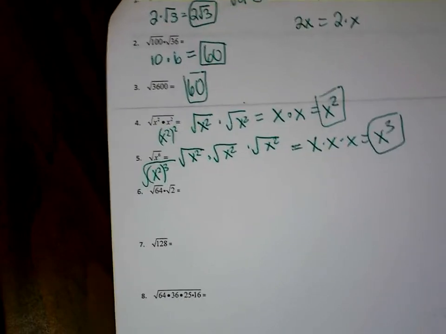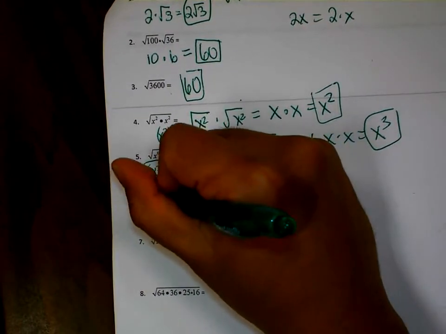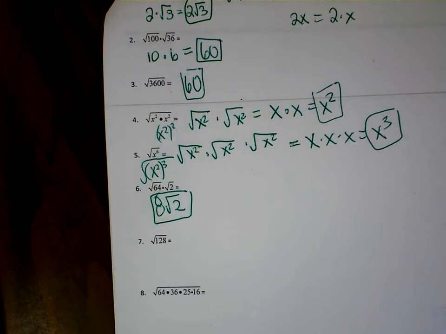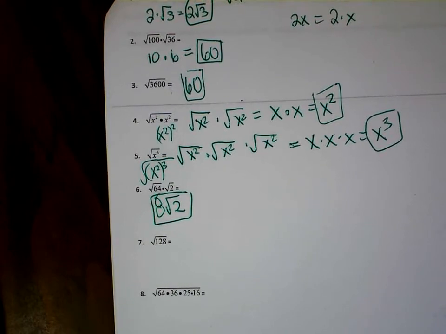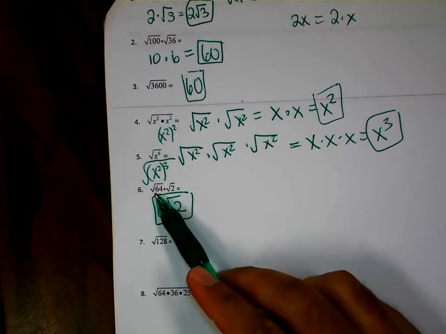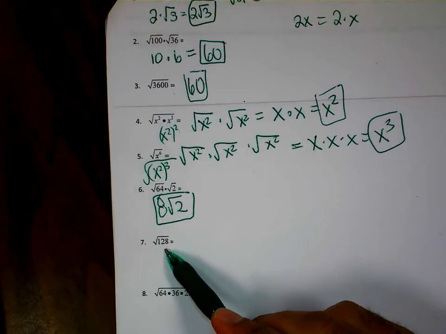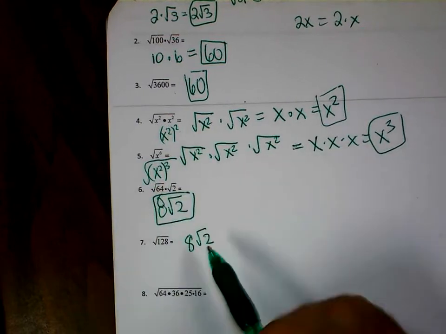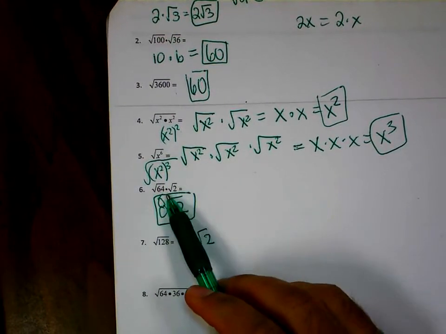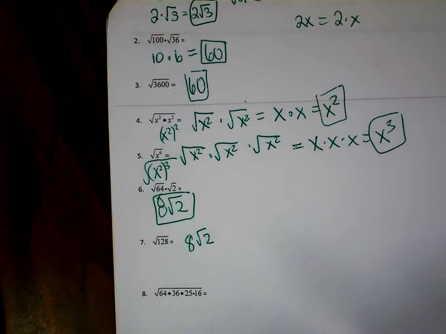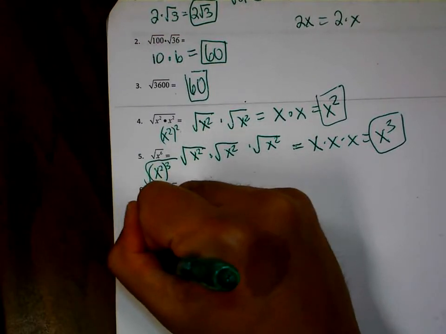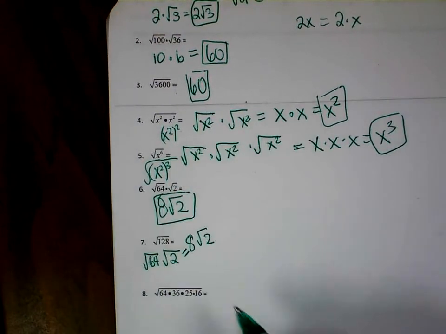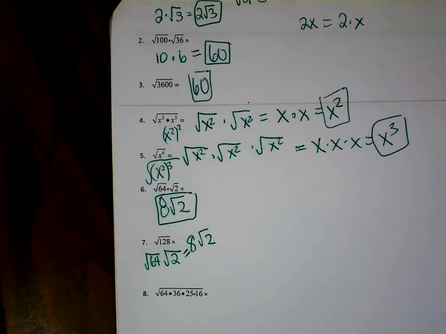Number 6, square root of 64 is 8. Square root of 2 is just square root of 2. So 8 root 2. And I also know 64 times 2 is 128, and I notice 128 in here. So this has to be the same, 8 square root of 2. And the way I could do that is to break this up into the largest perfect square that goes into it, which in this case is the square root of 64. So you should always be trying to break it up into perfect squares, because then that allows you to simplify it by taking things out of the radical.